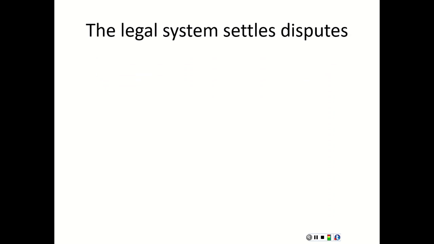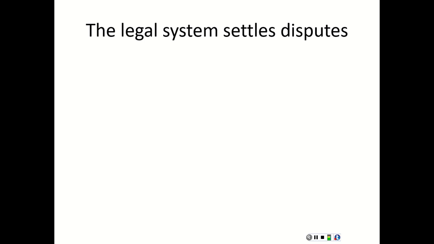Legal system settles disputes. That's the whole purpose. But how do courts decide cases? Courts will decide cases by hearing the facts on both sides of a dispute. Then they apply relevant law or principle to the facts. It's important to understand that courts have authority over the citizens, but they also have authority over the government.